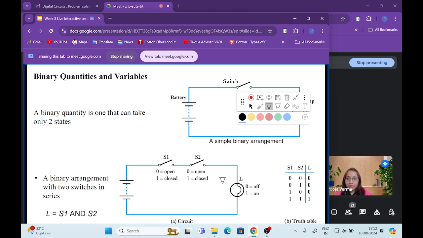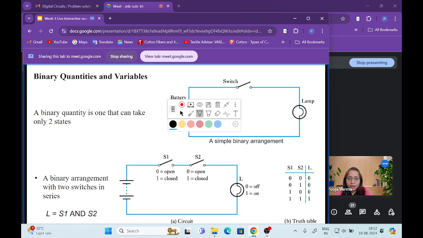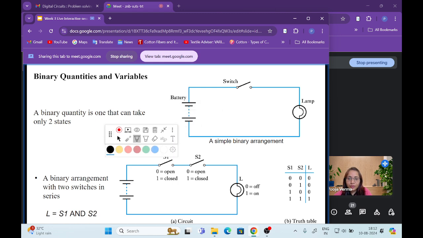So next one is binary quantities and variables. Already we know how we can represent a binary quantity. For example, it is a simple binary arrangement to light up a lamp. So this is a battery, and the battery is connected to the switch.